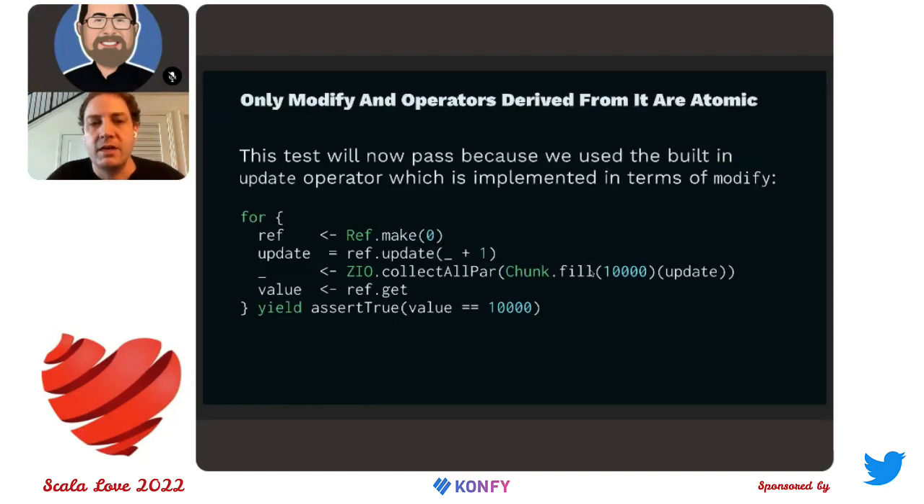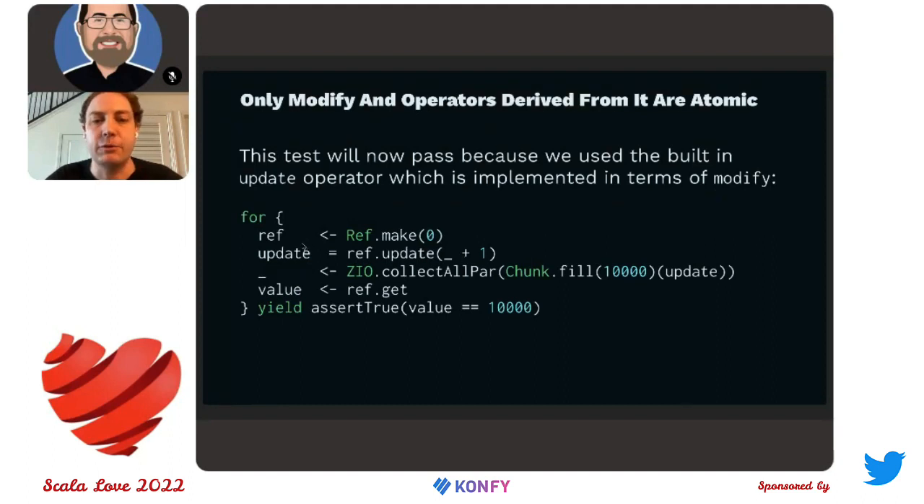And so what we learn as we do a little bit more with these data types is that when you're working with this ref, it's actually only that modify operator and operators that are defined in terms of it that are atomic. We can't do a separate get and a set. We have to do a modify. We have to do this built-in update operator here that's defined in terms of that built-in modify operator that does that compare and swap loop here.